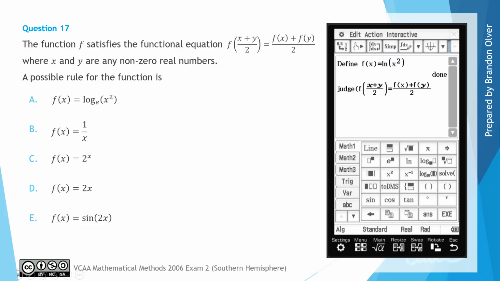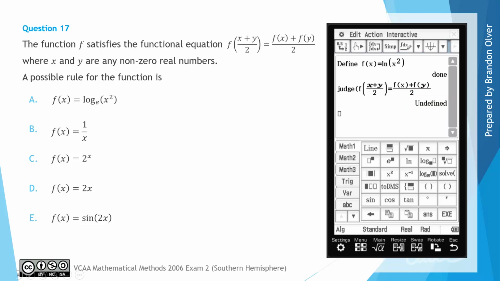So we've got f of (x plus y) over 2 equals (f of x plus f of y) all divided by 2. And now if we hit execute, we want the calculator to say true for one of these options. If it says false or undefined, it's likely that that's not the answer.